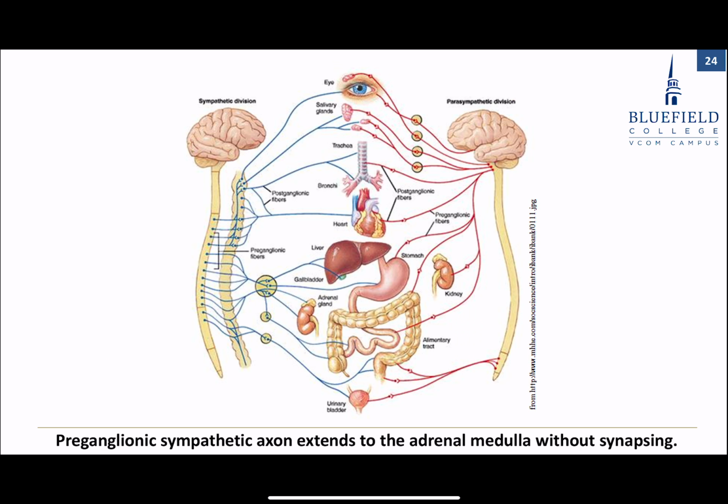Where are the postganglionic neurons? Here they are right here, but they don't have any axons. They simply release their neurotransmitter into the connective tissue surrounding the capillaries that are in here. Okay? So yeah, these are the postganglionic neurons. Can't talk about postganglionic fibers because they don't have axons. They simply release their neurotransmitter / hormone into the bloodstream.